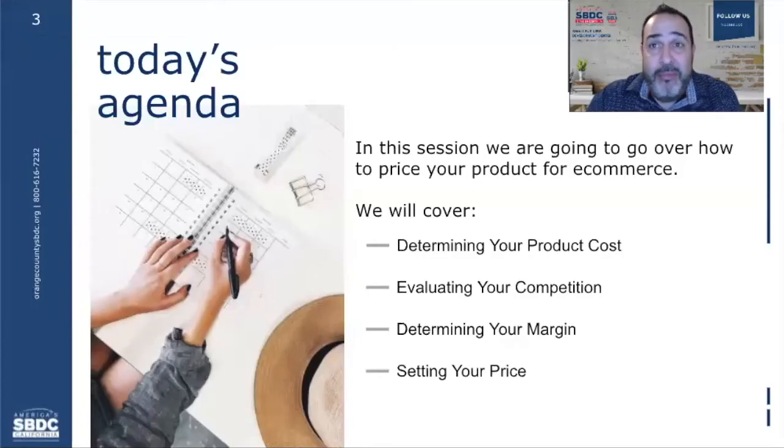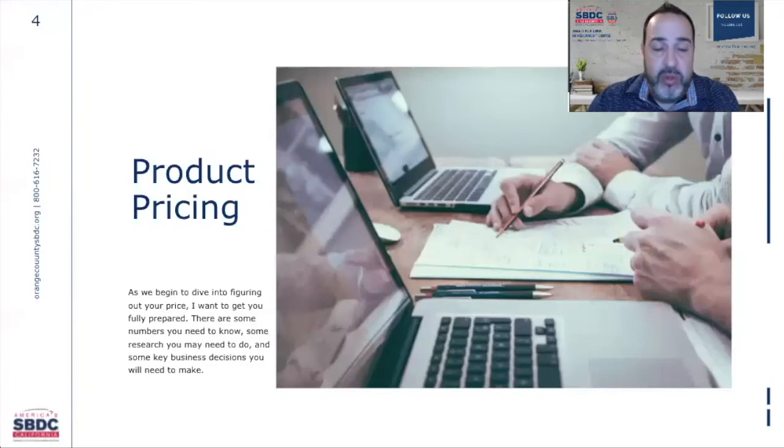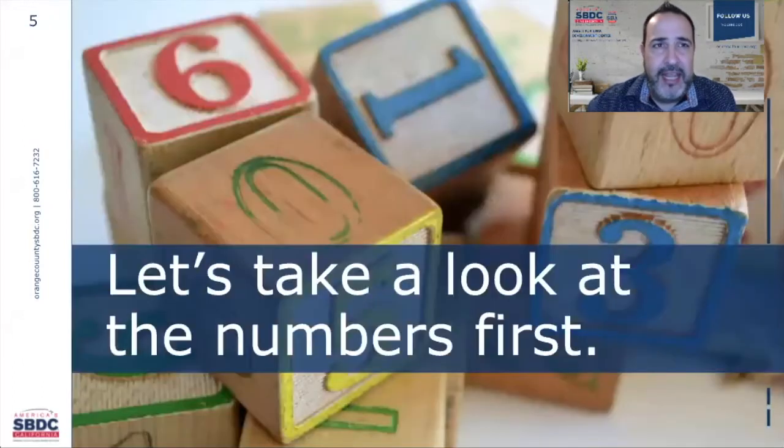Today's agenda, frankly, in this session, we're going to go over how to price your product. Like we said, some of the items we're going to be covering are determine your product cost, evaluating your competition, determining your margin, and then, yes, ultimately setting your retail price. As we begin to dive into figuring out your price, I want to get you fully prepared. There's some numbers you need to know, some research you're going to need to do, and some key business decisions you're going to make. And all of that starts by first taking a look at the numbers.